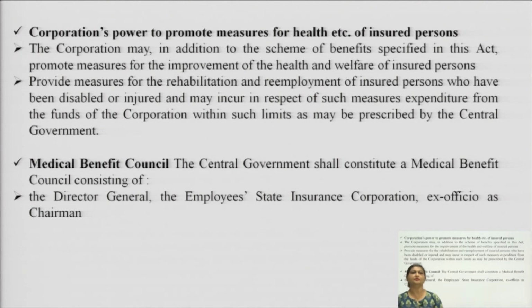Now comes the corporation's power to promote measures for health etc. of insured persons. The corporation may, in addition to the scheme of benefits specified in this Act, promote measures for the improvement of the health and welfare of insured persons. They should provide measures for the rehabilitation and re-employment of insured persons who have been disabled or injured, and may incur in respect of such measures expenditure from the funds of the corporation within such limits as may be prescribed by the central government.